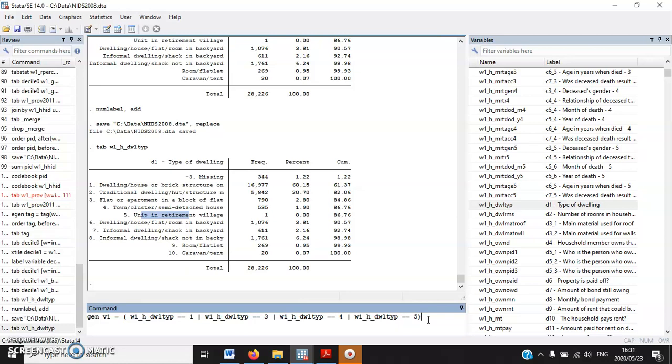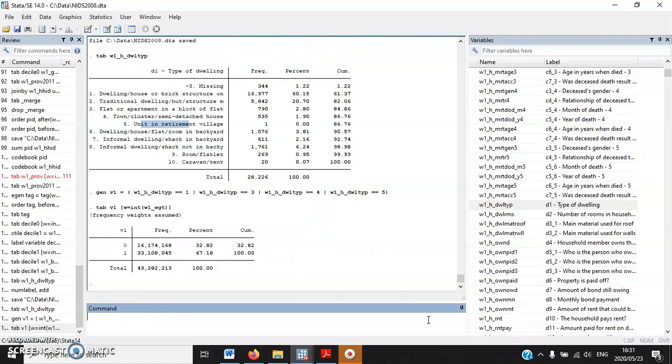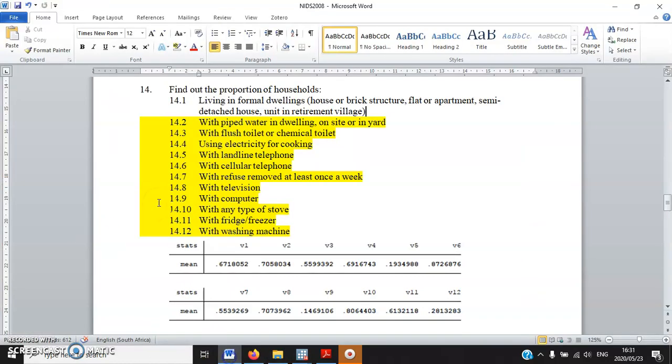Maybe just out of curiosity, I would just want to know the proportion. So actually two thirds of the population, in weighted terms, stay in formal dwelling. Okay, 67.18%. Happy with this? We have to do it for 12 variables.